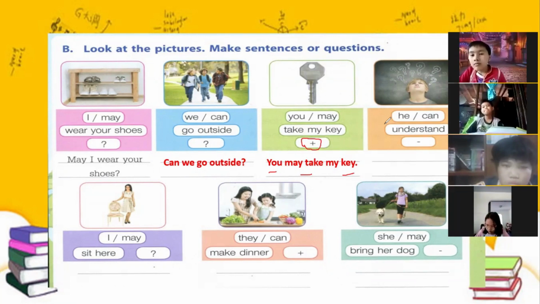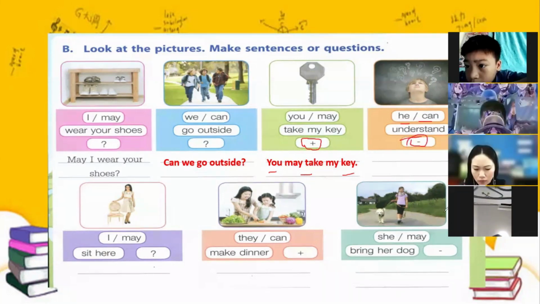Now, picture number 4. He can understand. It's an affirmative sentence, so we have to make it negative. Sunday, what will be the negative sentence? He can't understand. Very good. He can't understand or he cannot understand. Very good. Excellent.